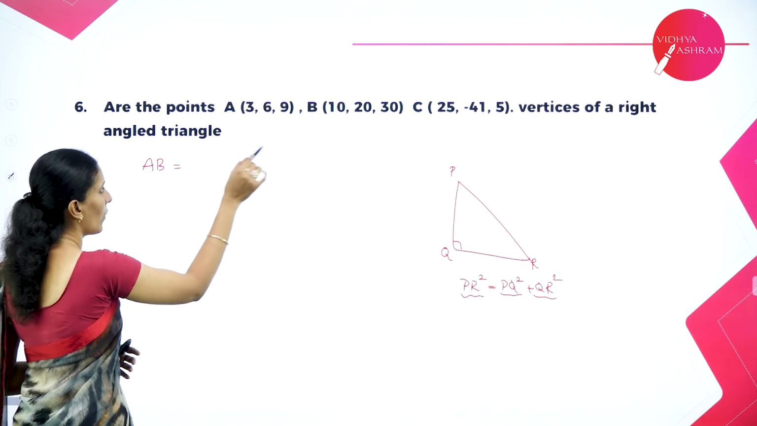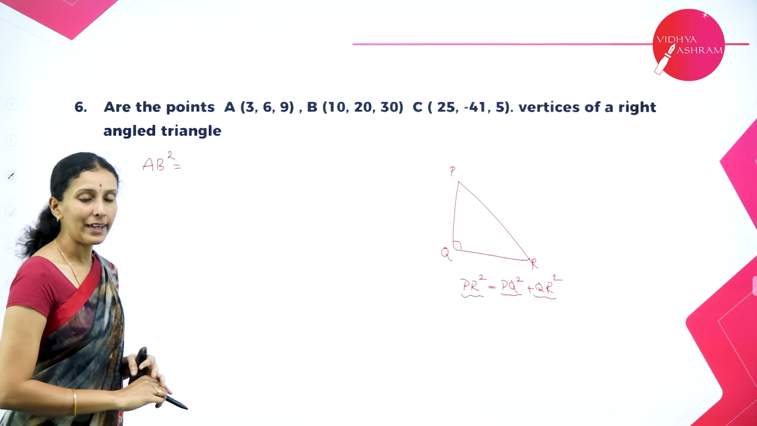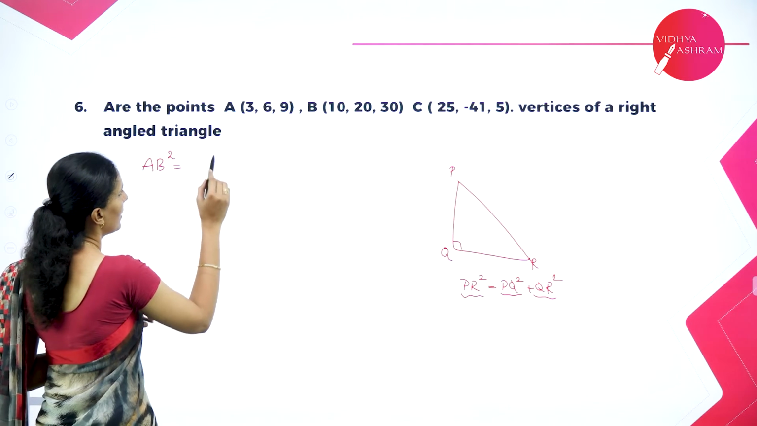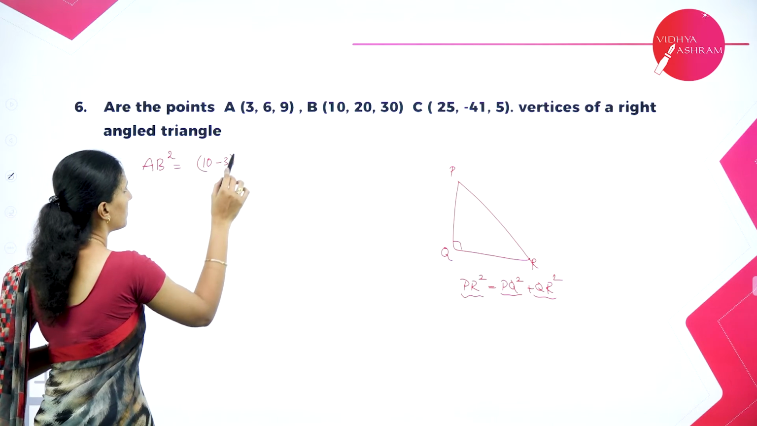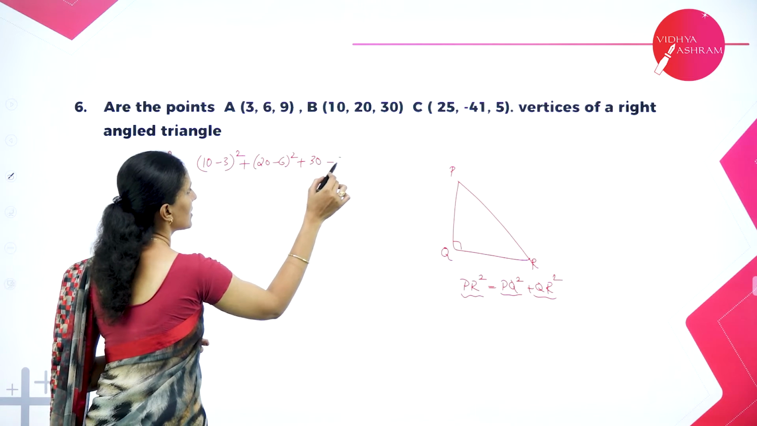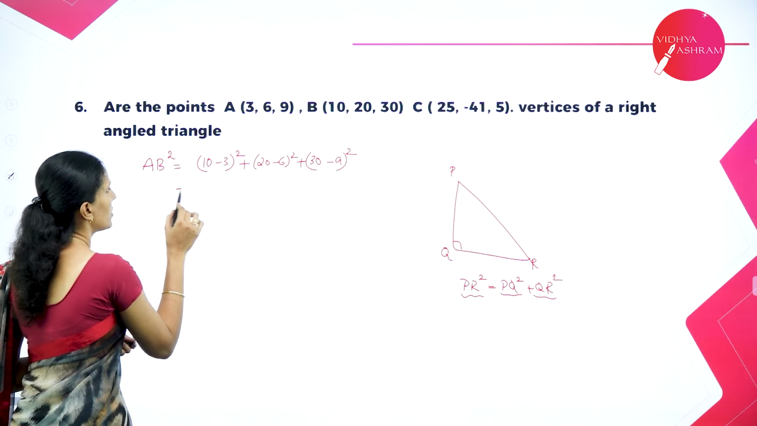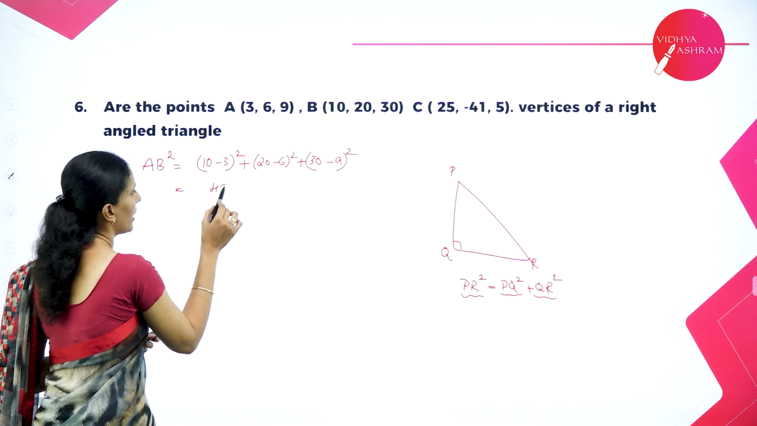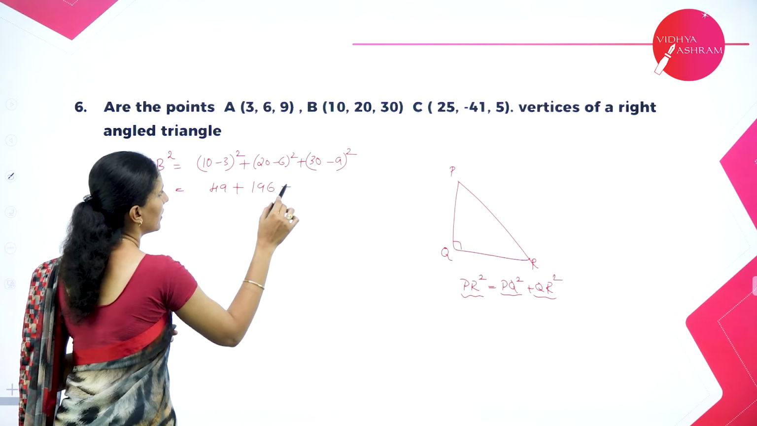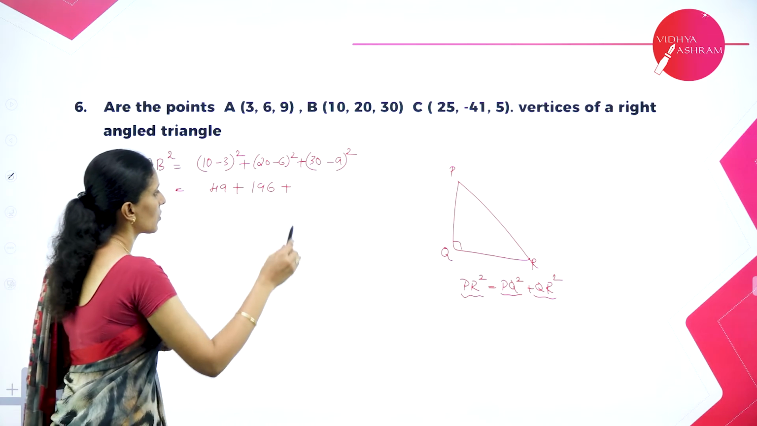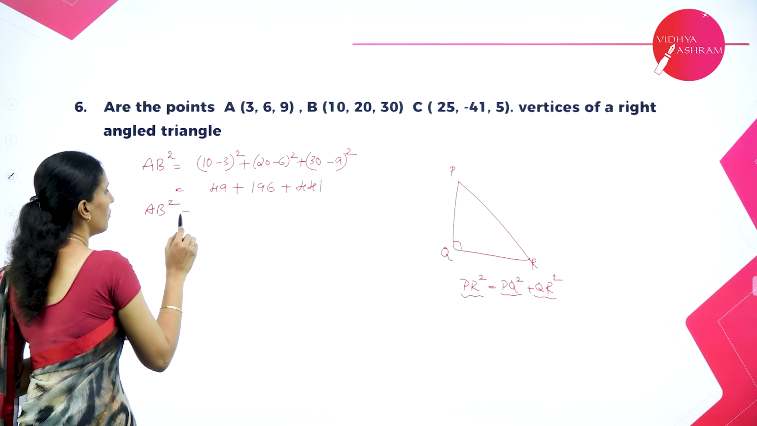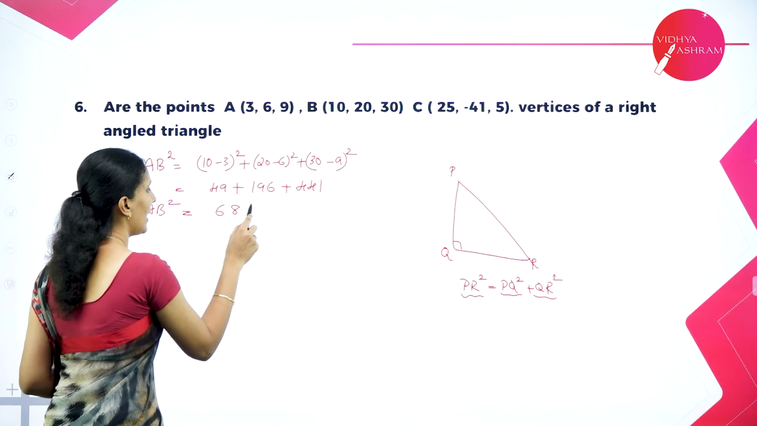So AB is square root of the formula. So if you square it, no need to write the square root. Just write the formula x2 minus x1 whole square. So write it as 10 minus 3 whole square. Next we have 20 minus 6 whole square plus 30 minus 9 whole square. So which is 10 minus 3 is 7, 7 square is 49, 20 minus 6 is 14, 14 square is 196, 30 minus 9 is 21, 21 square is 441. So when you add all this, you will get AB square as 686.